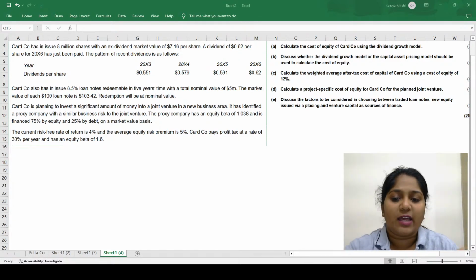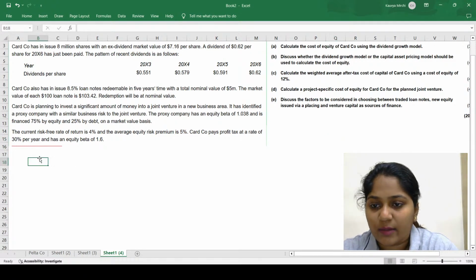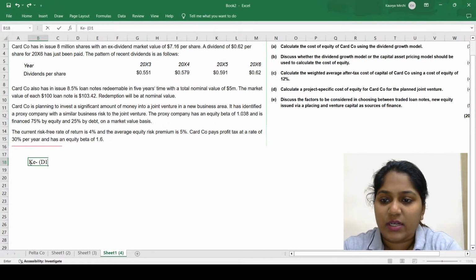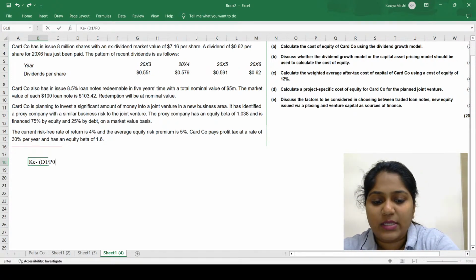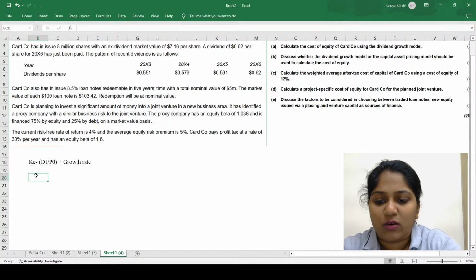So if you have to calculate the cost of equity, people, what is the formula? If you remember, the cost of equity, KE, is equal to D1, the dividend after 1 year, upon P0, the whole plus the growth rate. So first for that you should find out the growth rate. So how do you find out the growth rate?